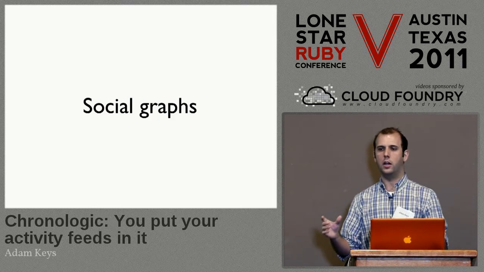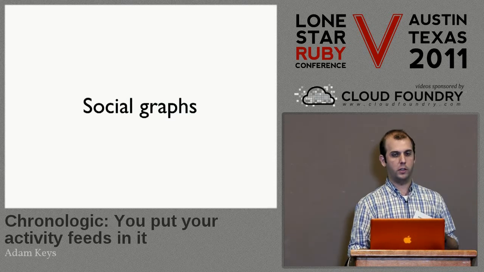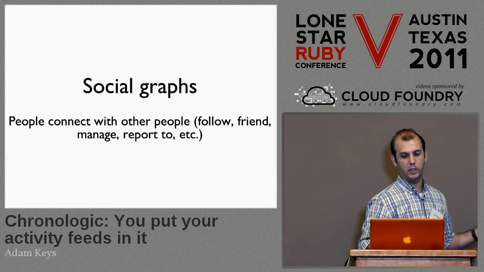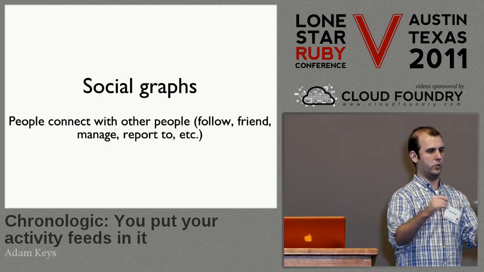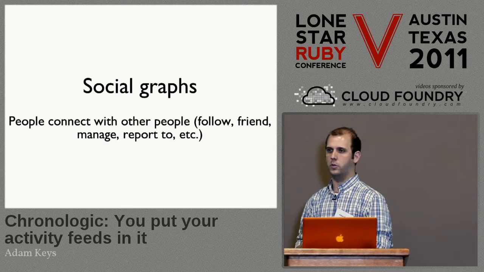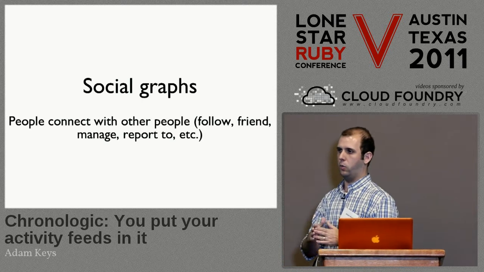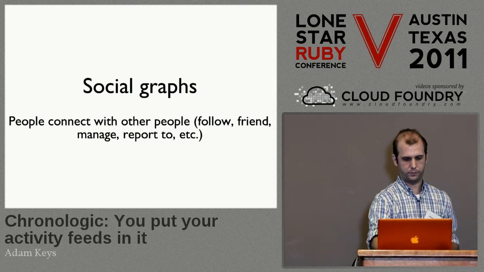And those events are related to users via the social graph. So people connect with each other, so they follow each other, they friend each other. I might manage someone or report to someone, and that's a connection that is meaningful to Chronologic because it indicates where events need to be written to once they're submitted.